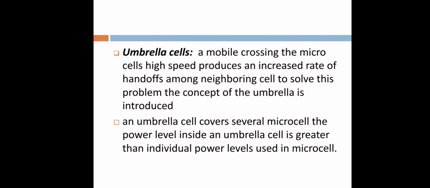Umbrella cell. A mobile crossing macro cells at high speed produces an increased rate of handoffs among the neighboring cells. To solve this problem, the concept of the umbrella cell is introduced. Basically the umbrella cell is used to cover the handover process. An umbrella cell covers several macro cells, and the power level inside the umbrella cell is greater than the individual power level used in a macro cell. So a number of macro cells are cascade connected together to make one umbrella cell, which covers more area. The umbrella cell comes into the picture whenever our subscriber changes from one place to another, or when handoff or handover is required.